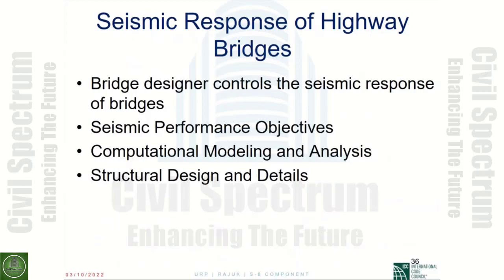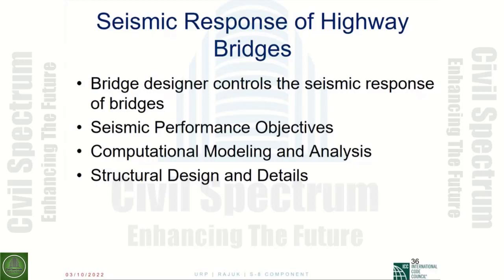Based on your design and based on your details, you will control how that bridge would really respond during the earthquake. You have a seismic performance objective. For the AASHTO specification, the performance objective mainly is life safety. So you will expect that the bridge may be actually damaged, severely damaged, but there's no collapse. So that will be the performance objective.